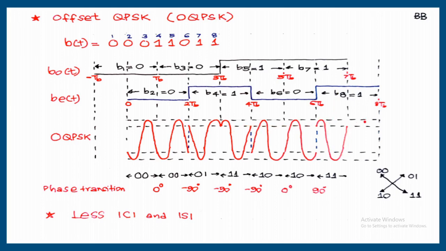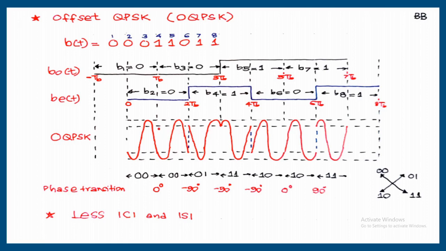At the last bit interval there is no combination, so leave that one. So we completed 1 2 3 4 5 6 7, 7 bit interval we got the pair and we got the offset QPSK waveform. That is known as OQPSK waveform. Now see the advantage what we are getting.